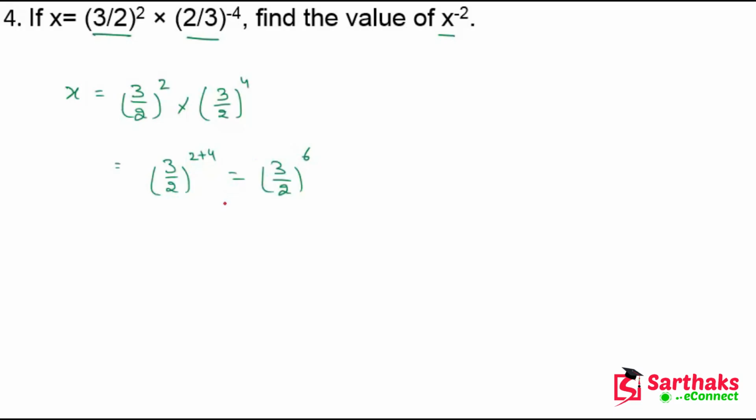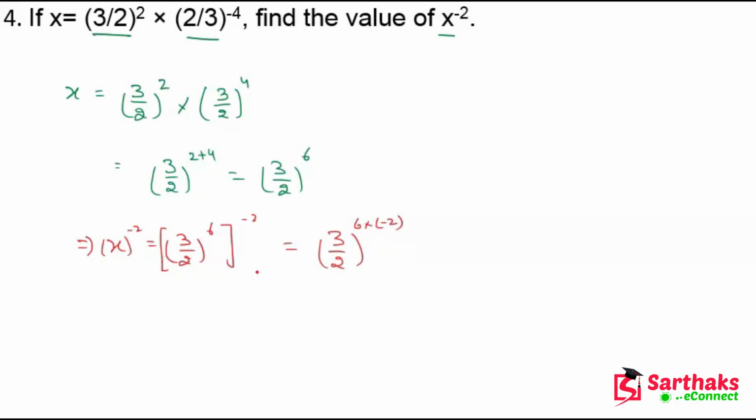Okay, got it, my dear friends? Now here x is (3/2) raised to power 6, and we have to find x raised to power minus 2. So we can put the whole power minus 2. Here is a power of a power, so the exponents will be multiplied. We get (3/2) raised to power 6 into minus 2.